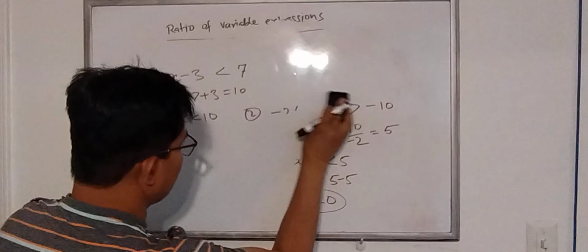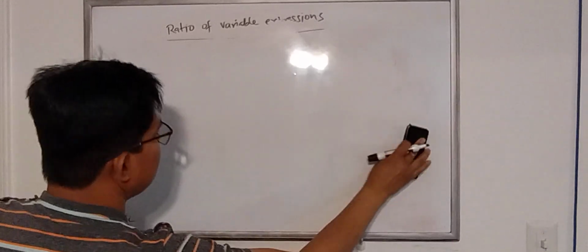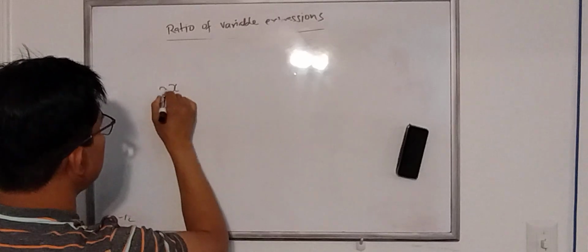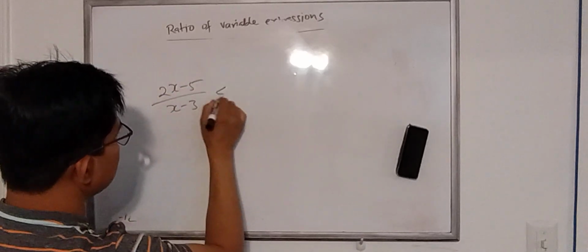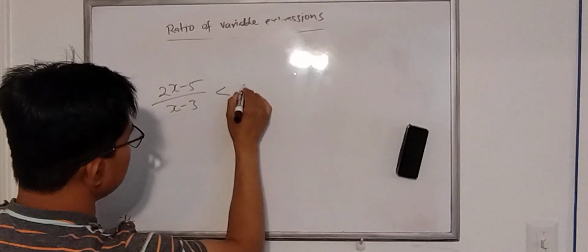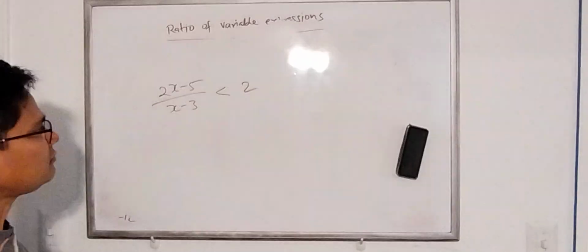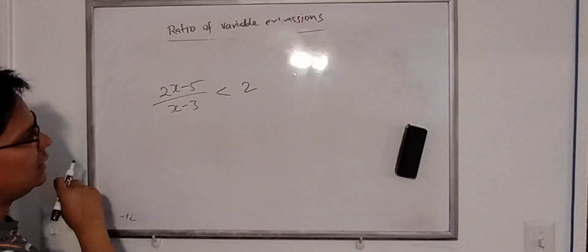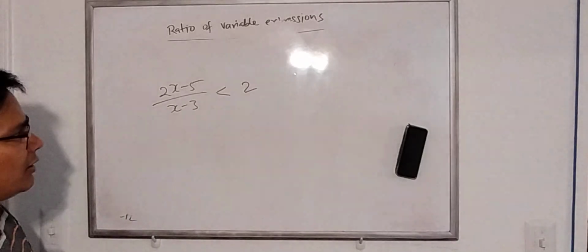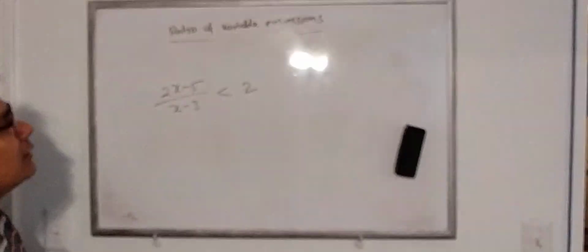Let's try something else. When we have a ratio and then an inequality. So (2x minus 5) over (x minus 3) is less than, let's say, 2. We don't know, it may be some integer. So this is the inequality that we have to solve. Like what should be the value of x.